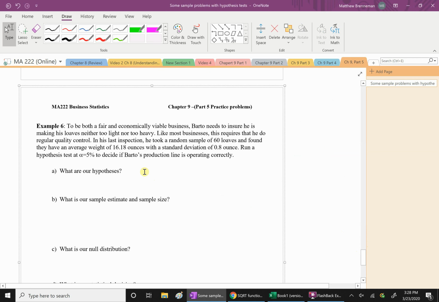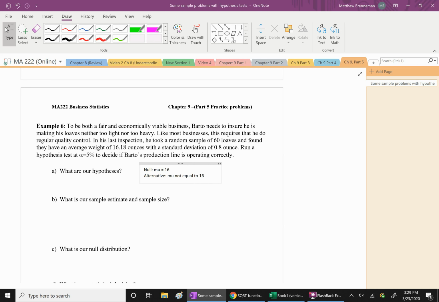So, if we read this carefully, we realize this is actually a two-tailed test. Bardo doesn't want to make the loaves too light or too heavy, in the same way that Mr. Burns doesn't want too many or too few customers taking out loans. So our null is that the average weight is 16, and the alternative is that it's not equal to 16.